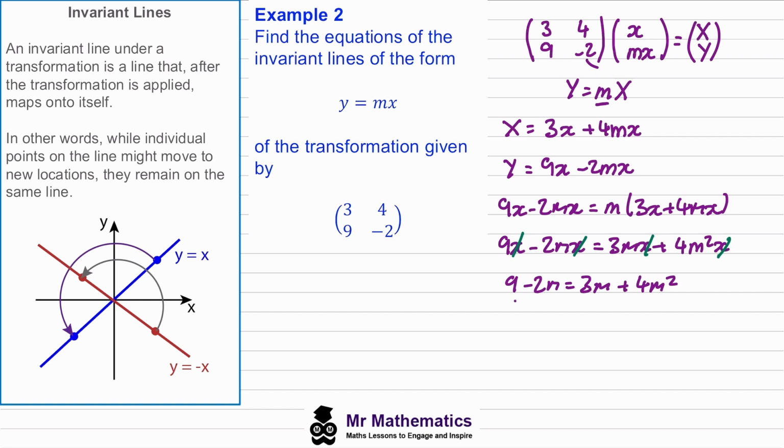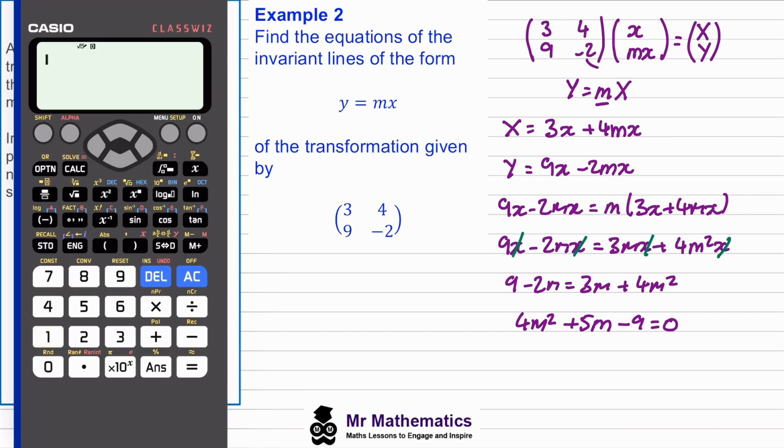Now you can see we've got a quadratic which we can make equal 0. So 4m squared plus 5m minus 9 will equal 0. We can solve this quadratic on our calculators. We go to menu, then the equation solver, and choose 2 for polynomial to the second degree. The coefficient of m squared is 4, the coefficient of m is 5, and the constant is -9. So we can see that m is equal to 1 and m is equal to -9/4.